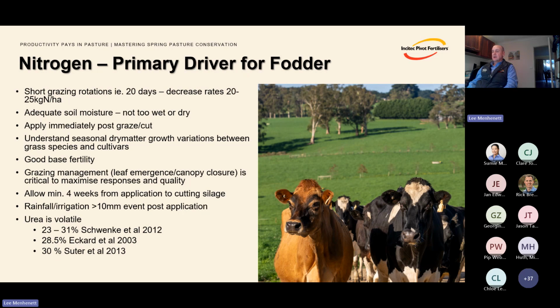And the other point is that just remember that urea is volatile. There's been a lot of work from Graham Swenke, Richard Eckhart, Helen Suter, to suggest that losses are in that 20 to 30% of the applied nitrogen rate. So it's quite significant if you can't get that rainfall to move that nitrogen in. So it is volatile, be aware of it.